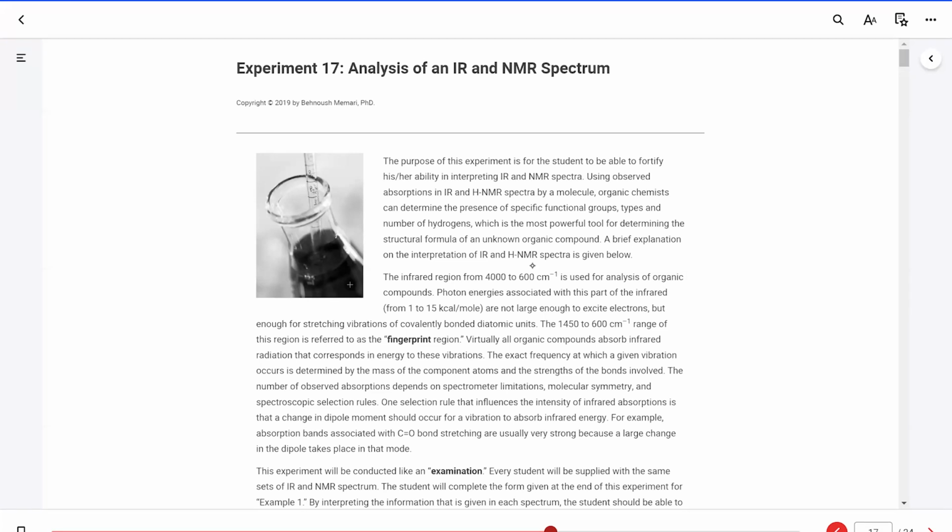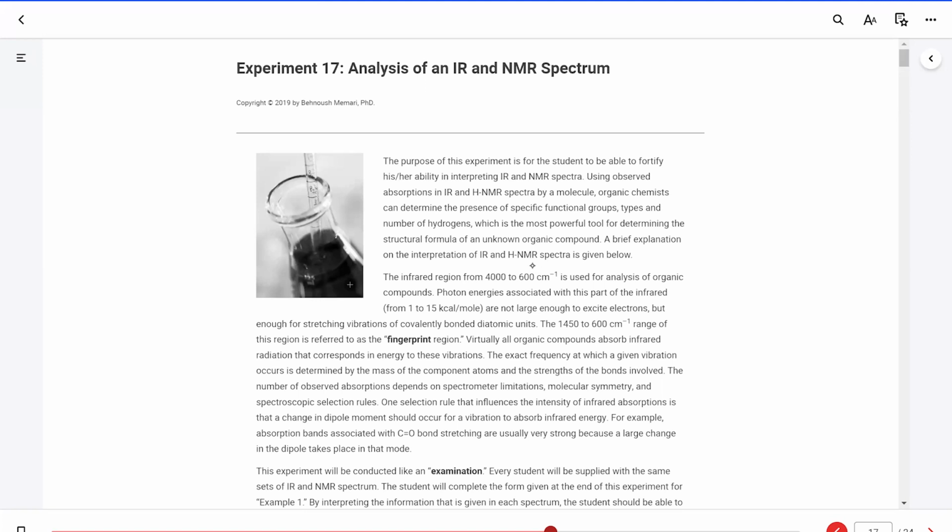It can be used to monitor progress of the reaction and check for completion of the reaction. It can also be used to identify an unknown sample.